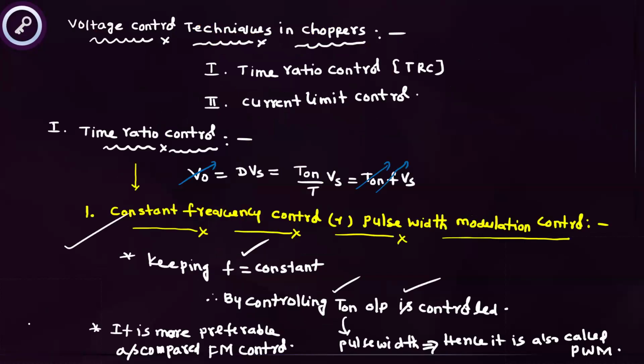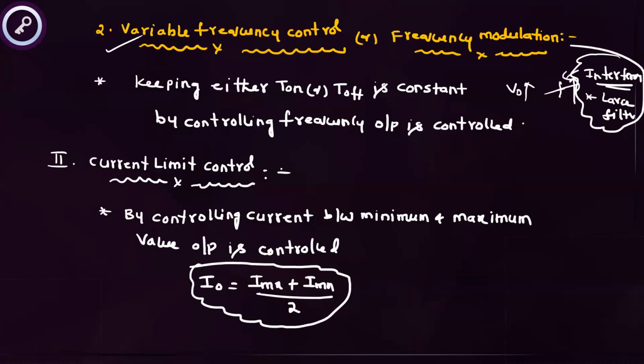But the point to remember: for constant frequency, keep T on or T off variable, not both constant. Frequency will not change if both are constant. Either T on is constant or T off is constant. If one is constant and the other is variable, then only frequency will change. Then by controlling frequency, output is controlled.